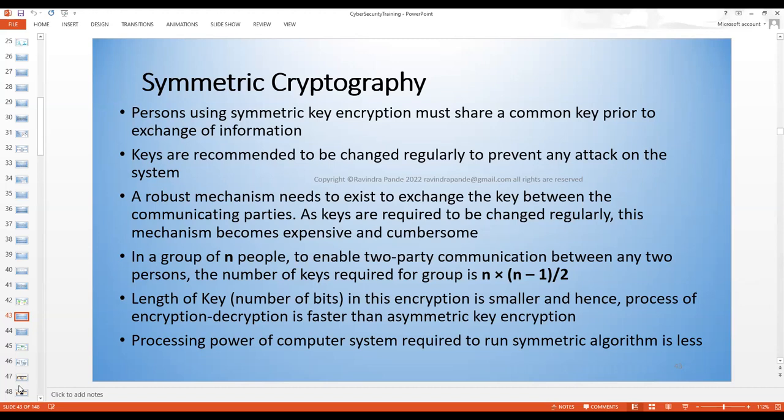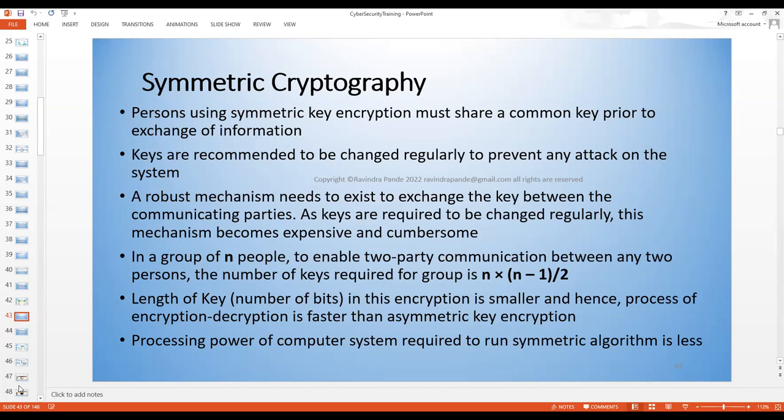For a group of n people to enable two-party communication between any two persons, the number of keys required for the group is n into n minus 1 divided by 2. This is a standard thumb rule which we have devised from a statistical formula, and which is normally followed. But when you talk about Google, if you have 2 billion users, we are talking about 2 billion into 2 billion minus 1 by 2.